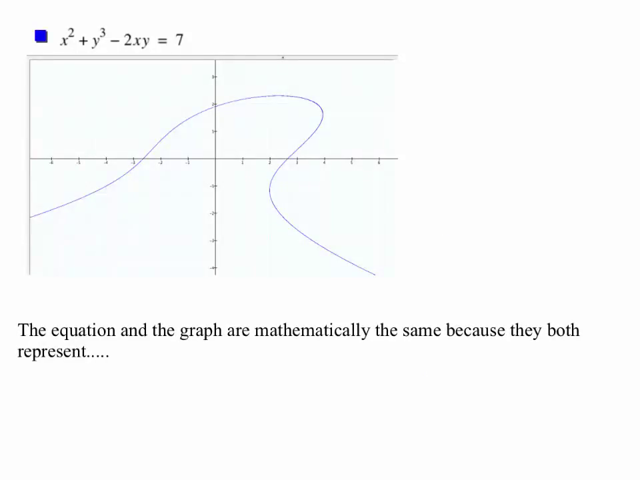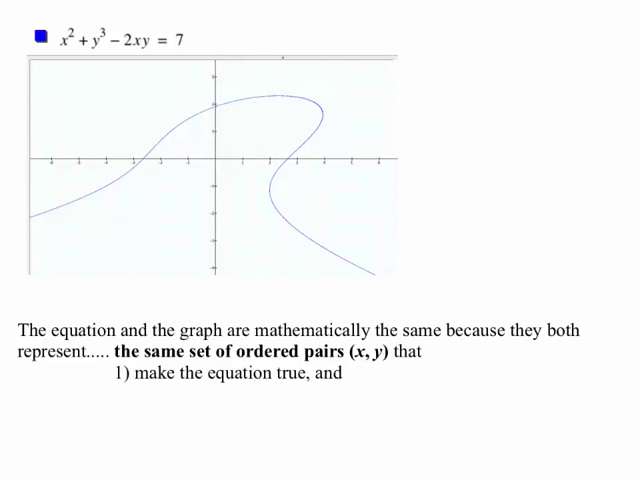Okay, so here we go. The equation and the graph are mathematically the same because they both represent what? What do both the equation and the graph represent? A set, right. A set of ordered pairs. They both represent a set of ordered pairs. So what's the relationship of that set of ordered pairs to the equation? Which ordered pairs are they? All the ordered pairs that make the left side equal to 7. They make the equation true.